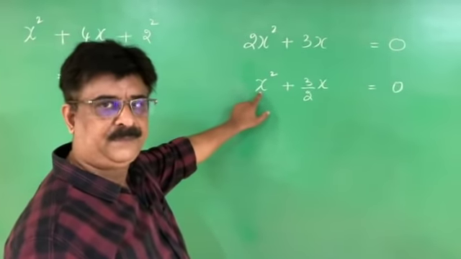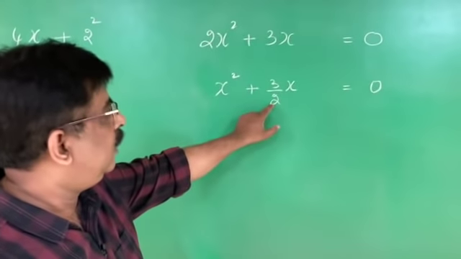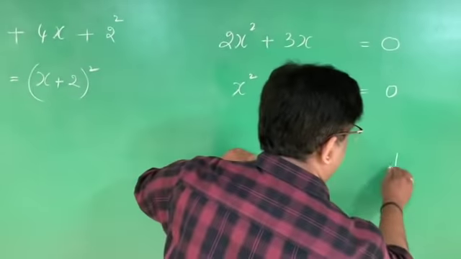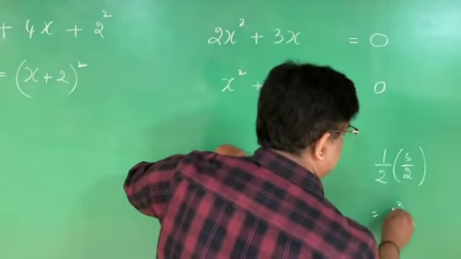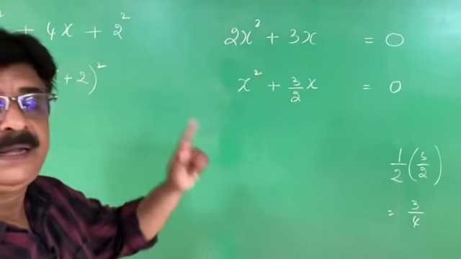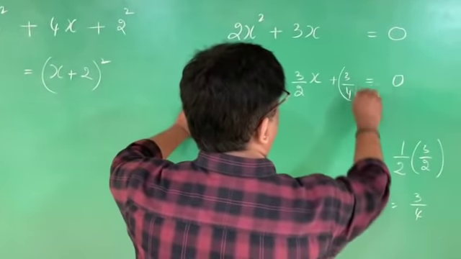x square, there should not be any number. Then what is the number here? 3 by 2. Half of 3 by 2 is equal to 3 by 4. You have to add 3 by 4 whole square.